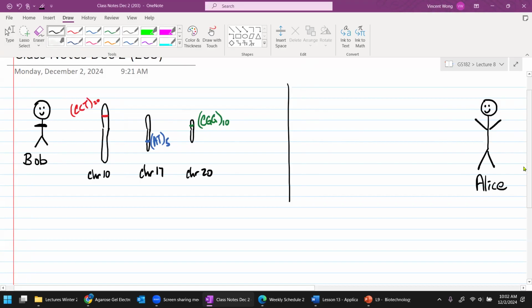All right, over here we have another person, Alice. She's also human, which means on her chromosome 10, 17, and 20, she will have the same STRs. Now, they are not related, so she might have a CCT that's not repeated 20 times.